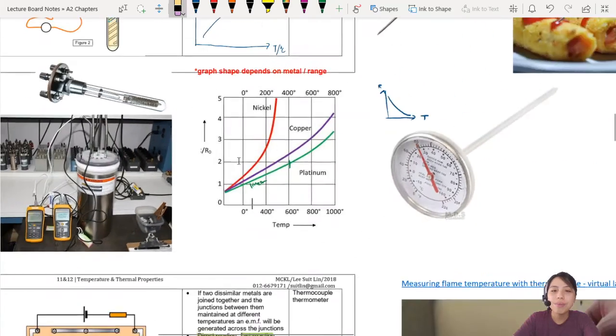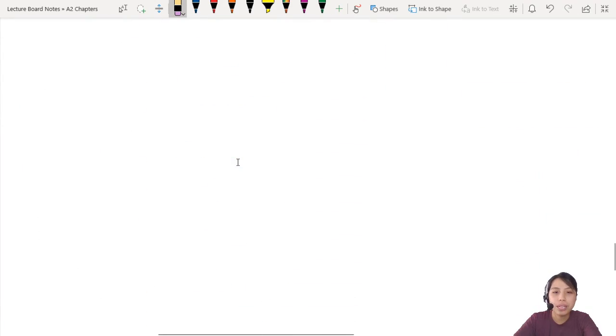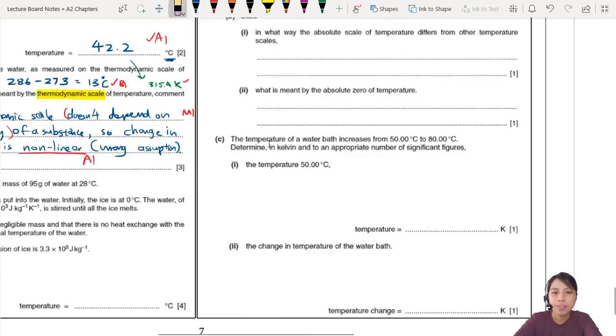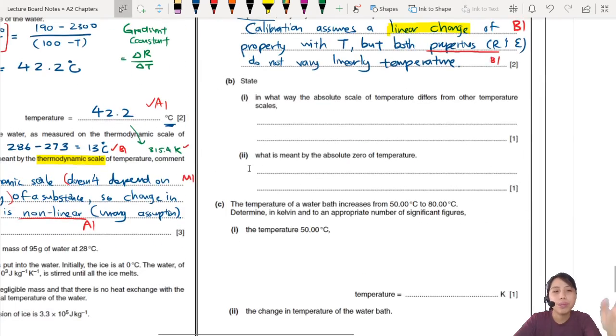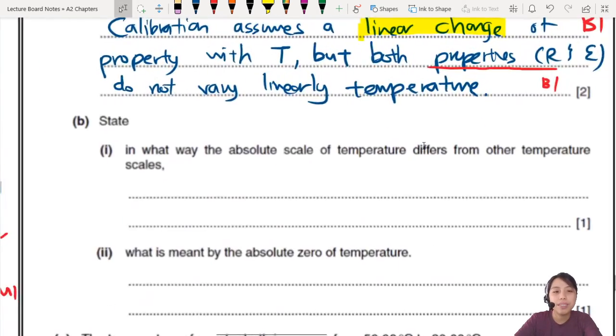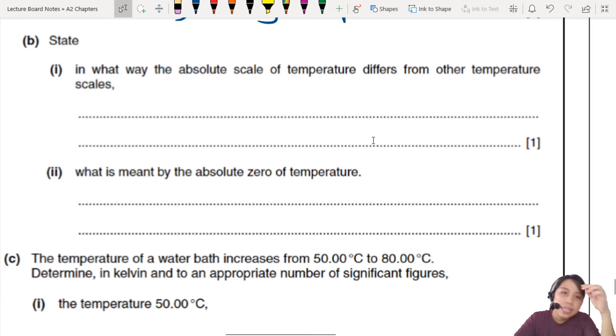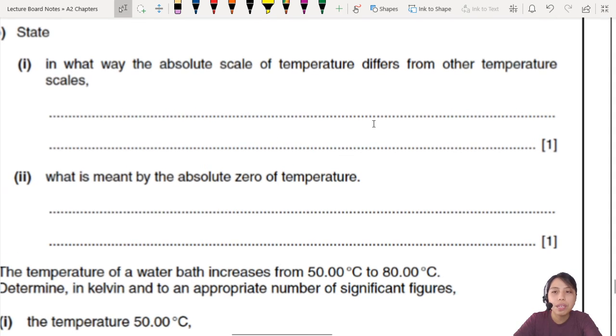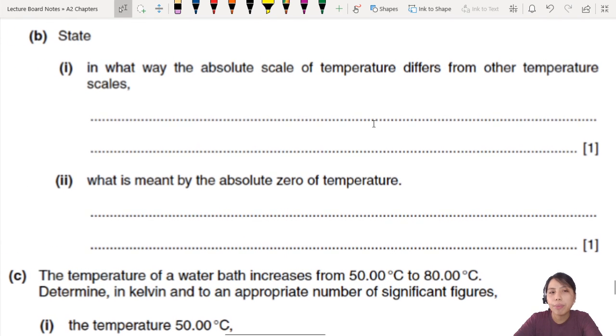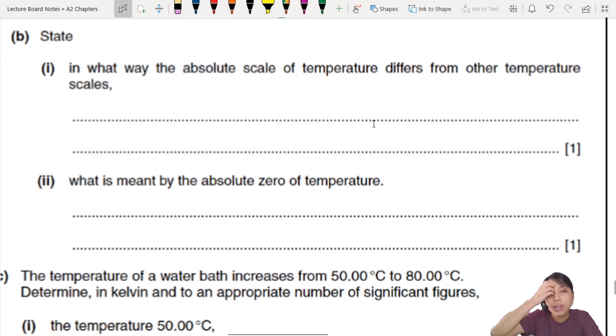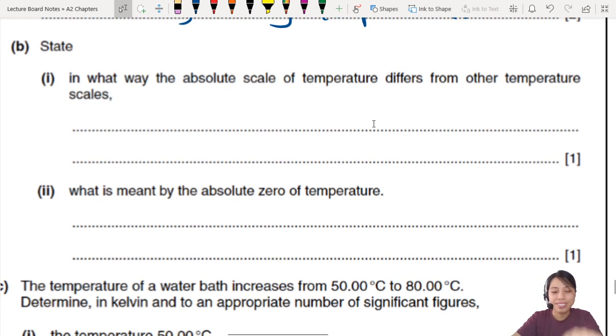Okay. Let's continue to the last part of today's examples. All paper 4, like paper 2 kind of stuff. State in what way the absolute scale of temperature differs from other temperature scales. What's the absolute scale of temperature? It's also known as the Kelvin scale, after Lord Kelvin. How is it different from the others?